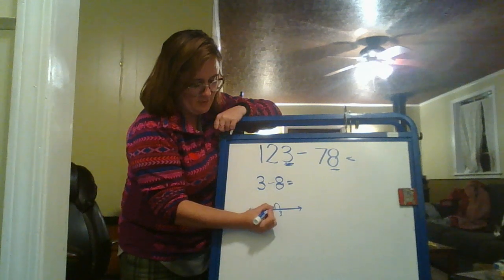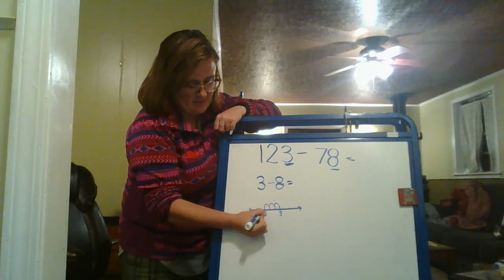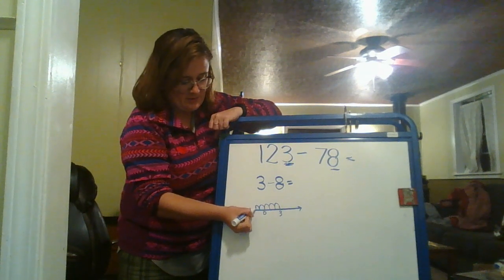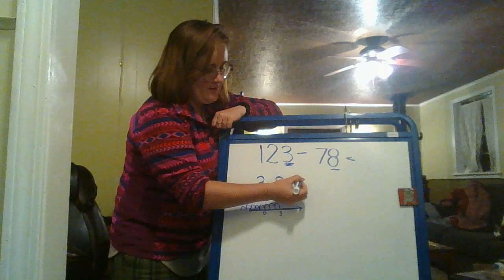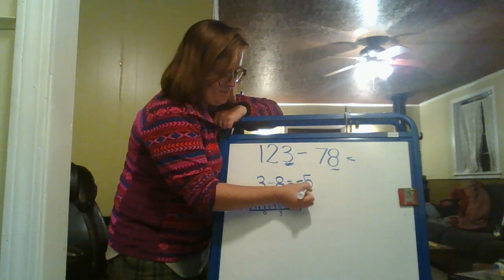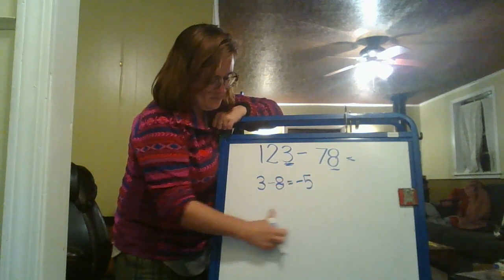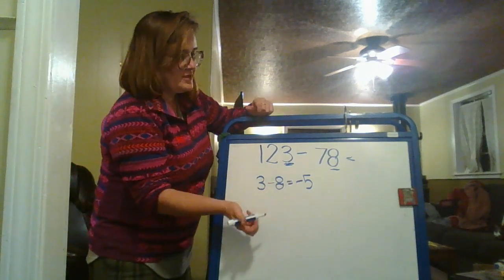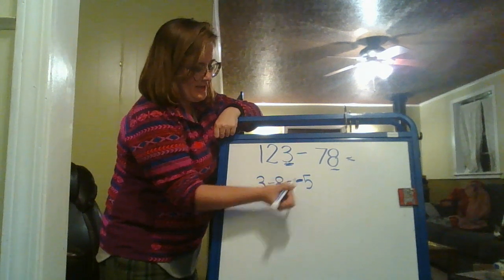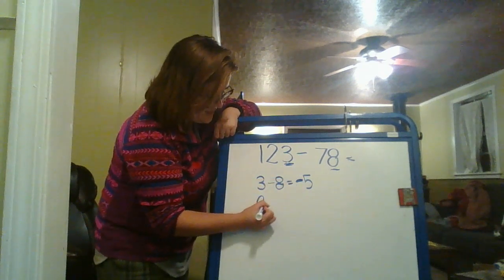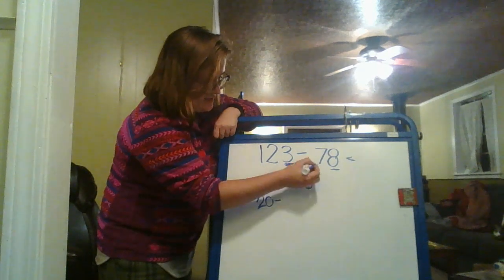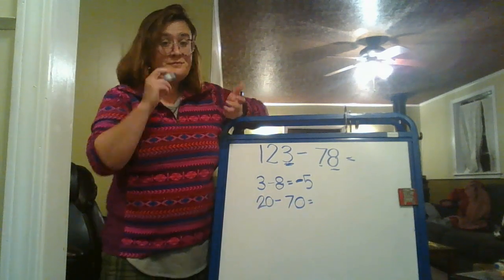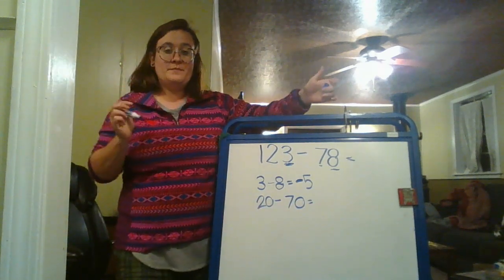Three, so 2, 1, 0. I've taken away 3, negative 1, 2, 3, 4, 5. And that's fine. We can work this way. You just cannot forget that this is a negative. Okay, 20 minus 70. We've got the same issue again.